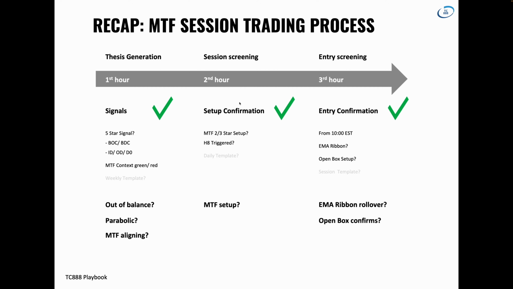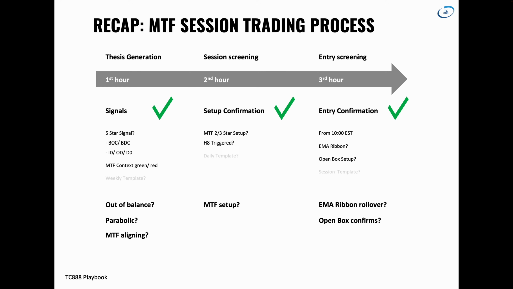Then I look in the second hour for setup confirmation. So do I really have the 3-star or 2-star setup in the moment of the session when I start to look at a trade? So I start looking at trades end of second hour for entries in third hour. And then, of course, the setup needs to confirm. So I want the 8-hour range to be triggered, and I want the Trend Predator setup to flash the 3-star setup. That means that the multi-time frame setup across all levels is exactly in the right constellation. So do I have an MTF setup?